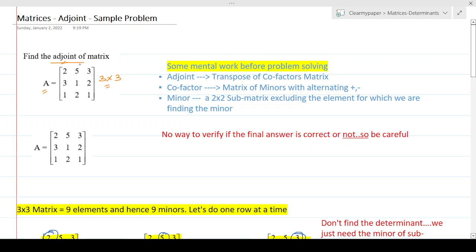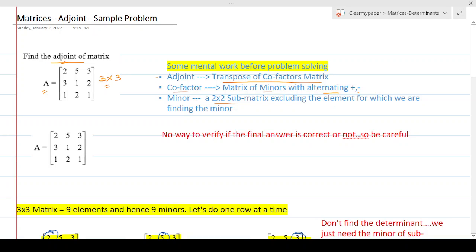I know that the adjoint of a matrix is nothing but the transpose of the cofactors matrix, or the matrix of cofactors. That in turn means, what is a cofactor matrix? A cofactor matrix itself is a matrix of minors with alternating plus or minus signs. That's interesting. And what is a minor matrix? A minor matrix is a submatrix of a lower order. Since the given matrix is 3 by 3, we are going to form a 2 by 2 submatrix, and that matrix is going to exclude the row and the column of the element for which we are finding the minor.